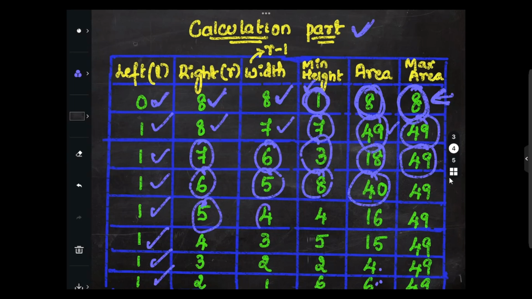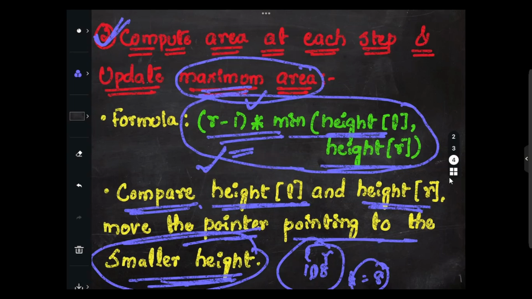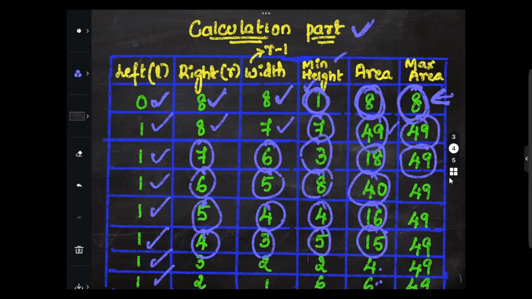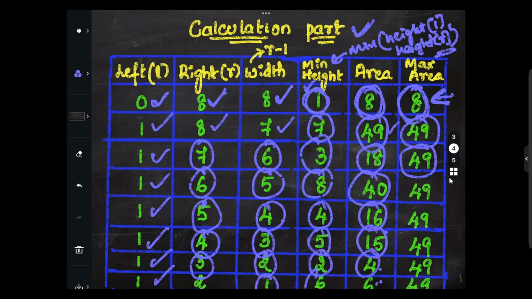Right pointer 5: width we have 4 and minimum height we have 4. This one, 4 into 4, is 16. Right we have 5, width r minus l is nothing but 3, and minimum height we have got 5 here. 3 into 5 is nothing but 15. So the formula is r minus l into min of height of L comma height of R. So here min height is nothing but min of height of L comma height of R. Next we have right 3, width 2 and min height 2. 2 into 2 is nothing but 4. 1 into 6 is nothing but 6 here. So this is fine.